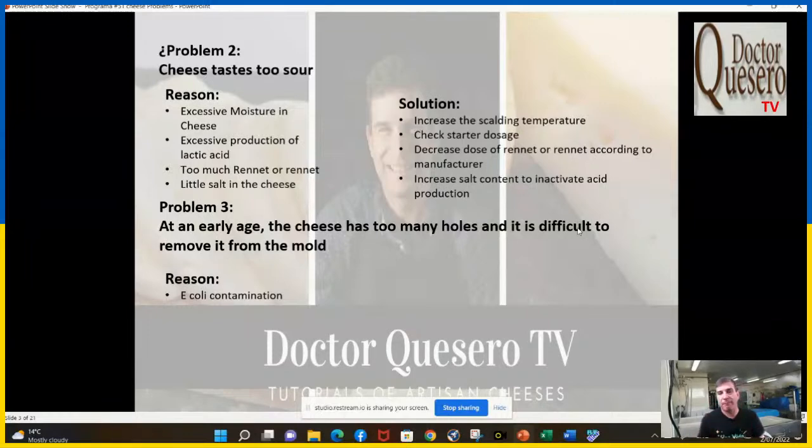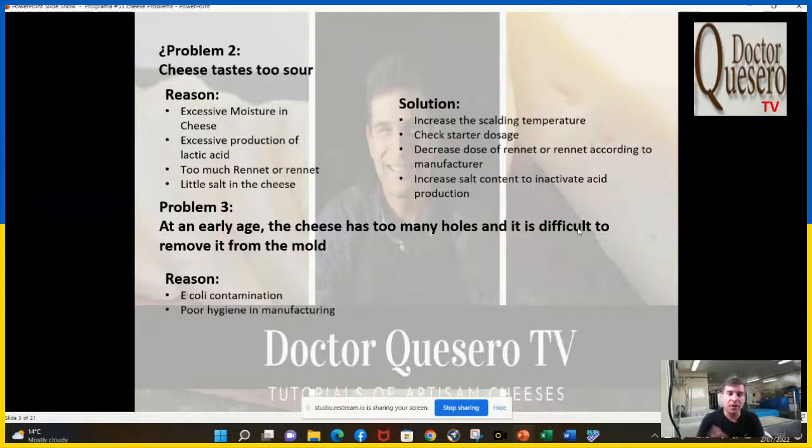So this happens generally when we are making cheese with raw milk. That's the reason we have to pasteurize the milk, because I would say it's 99% possible that your milk is cross-contaminated with E. coli if we are making cheese with raw milk. So that's the reason we have to pasteurize.